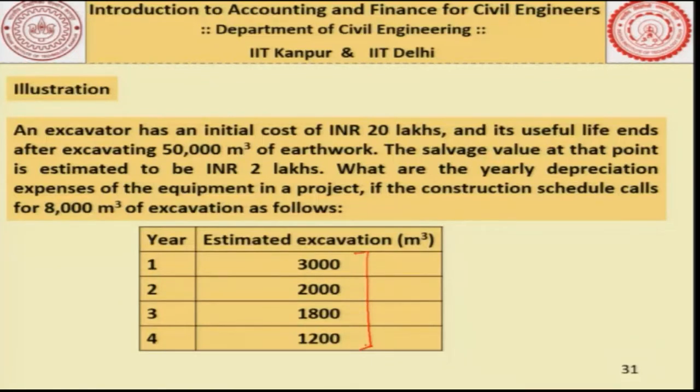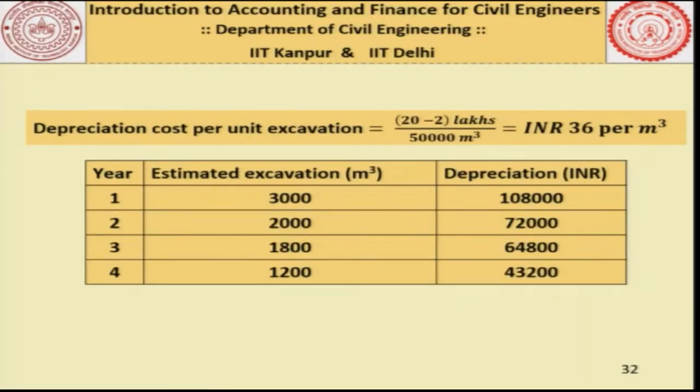So, we are talking in terms of excavation, which is up to 8,000 cubic meters spread over 4 years, and the useful life is not in terms of time, but in terms of 50,000 cubic meters. Of course, the initial value and the salvage values are given as usual. So, in this kind of a situation, the depreciation cost per unit excavation can be taken as 36 rupees per cubic meter. Now, if that is taken, then we know that for these amounts of excavation for which this equipment is being used, we can calculate the depreciation in terms of INR for any given year. So, this is just another alternate method of trying to understand depreciation, not only in terms of time, but also in terms of the usage, that is the units for which the particular equipment has been used.